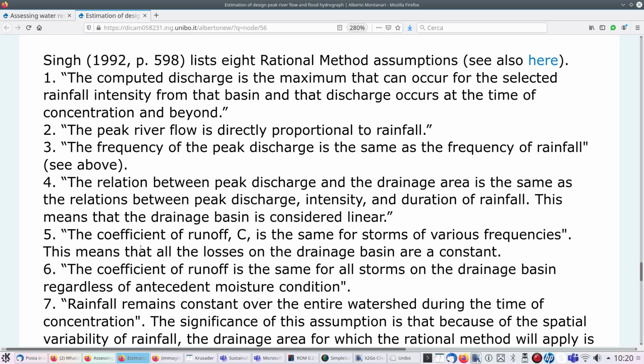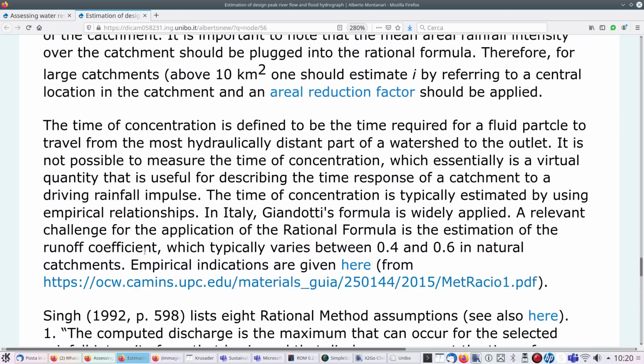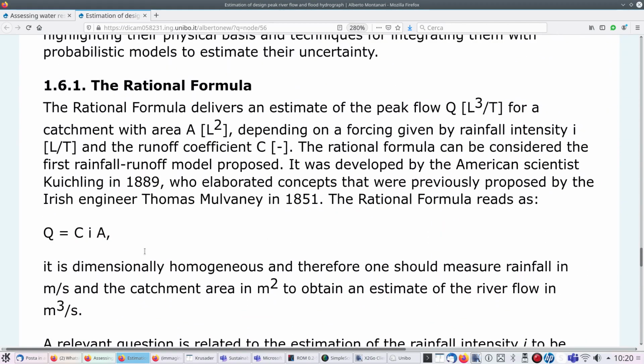And I just would like that you remember how the rational formula is expressed, which is here. Q is equal to CIA. I'm waiting for the screen to be displayed again on the rational formula. Okay, I think we can close this window.